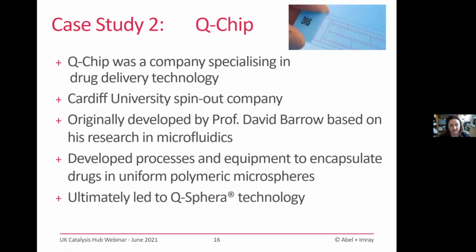So in this second case study, I'm going to talk about a startup company called QTIP. And QTIP was a spin-out company from Cardiff University.